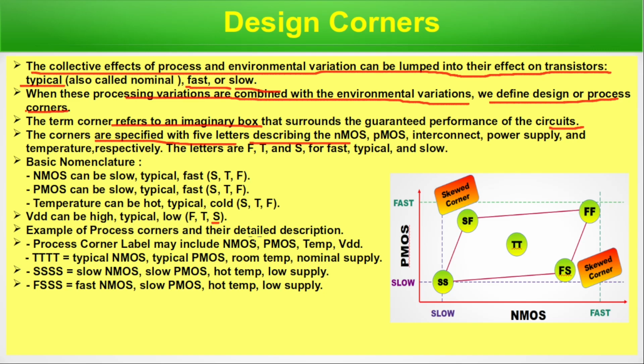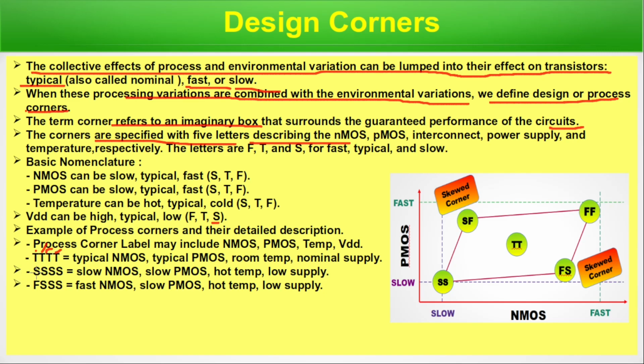Example of process corners and their detailed descriptions. Process corner label may include NMOS, PMOS, temperature and VDD. So T means typical NMOS. First one is NMOS, then typical PMOS, then T means room temperature, that is typical or nominal, and then T, nominal supply.